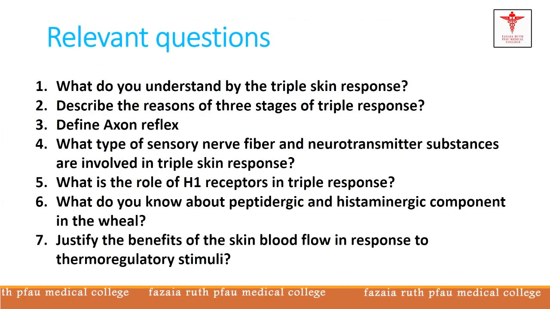These are the relevant questions. You can note down the answers in your notebooks.